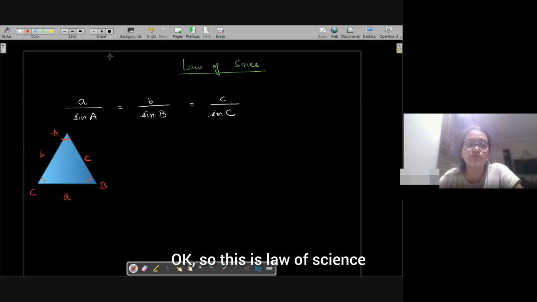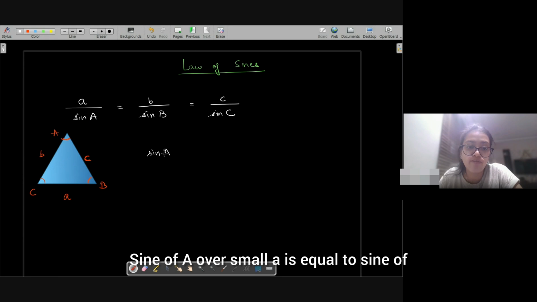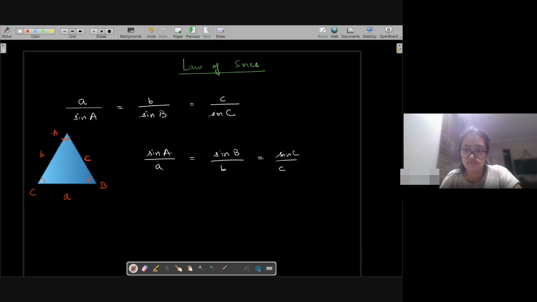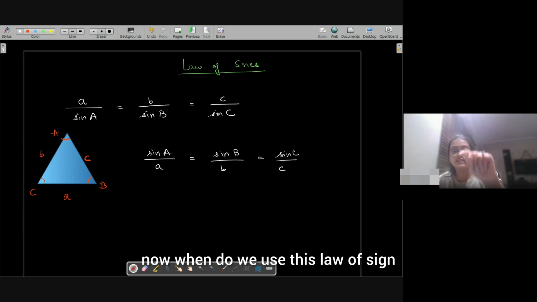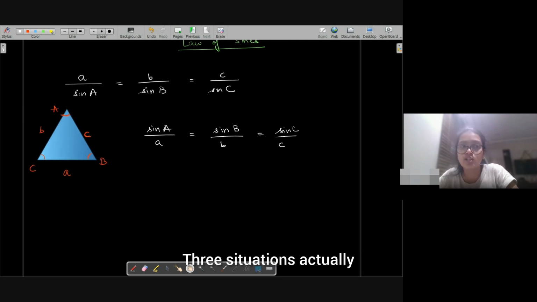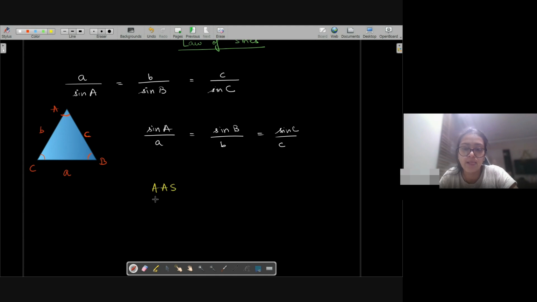Okay, so this is law of sines. It can also be written as sine of A over small a is equal to sine of angle B over small b is equal to sine of angle C over c. Okay. Now, when do we use this law of sine? There are three situations actually. First is called AAS. Second is called ASA. And third is called SSA.